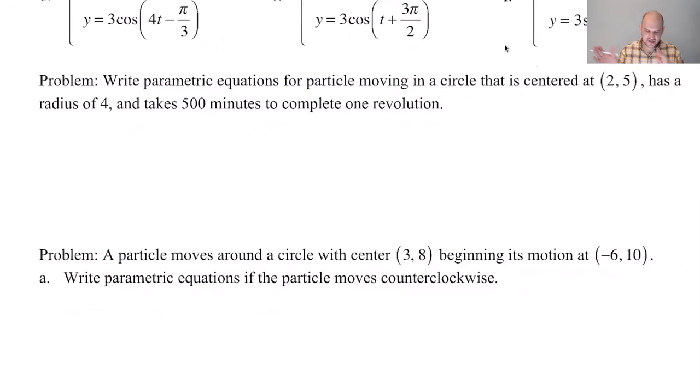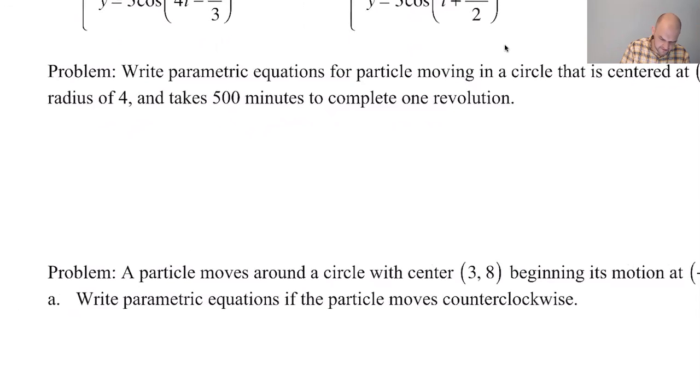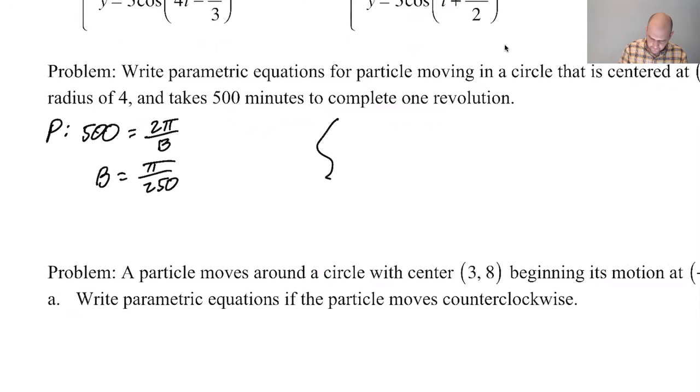We're gonna shift it. We're gonna increase the radius. We're going to change the period. So we're going to start with changing the period, actually. The period is supposed to be 500, and that's going to be 2π over b. So then b is going to be π over 250, which is kind of crazy. Okay, x is, y is.